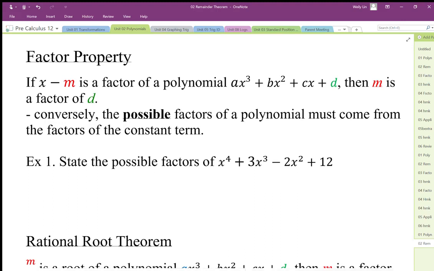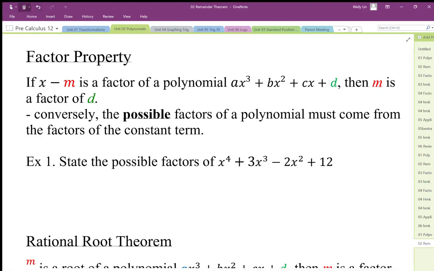If we have a polynomial and it ends in this constant term d, we know that this m factor, the n part of the x, the bracket part, must be a factor of d. And the converse is also possible. So if I have d, the only possibilities for these brackets are factors of d. So when I look at a polynomial like this and think, what are the possible factors I can test in the remainder theorem? I just need to look at this constant term.